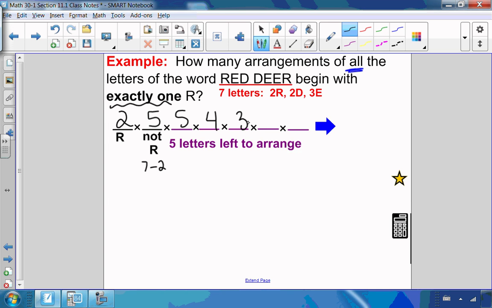5, 4, 3, 2, 1. Or, practicing what we just learned, that is just a factorial. That's really just 5 factorial.